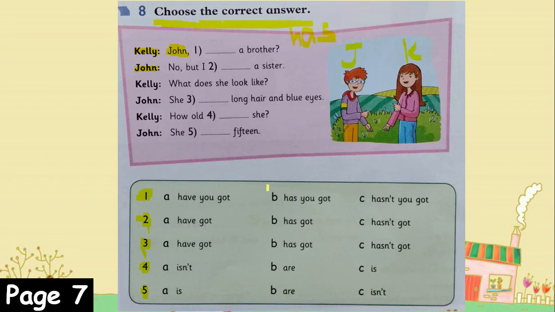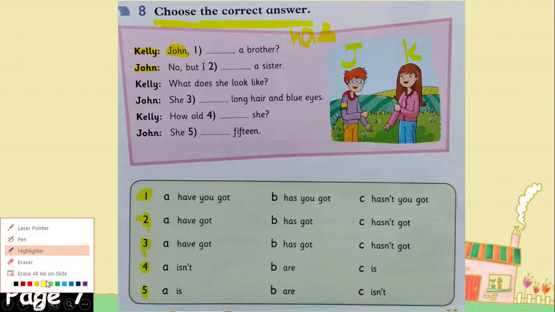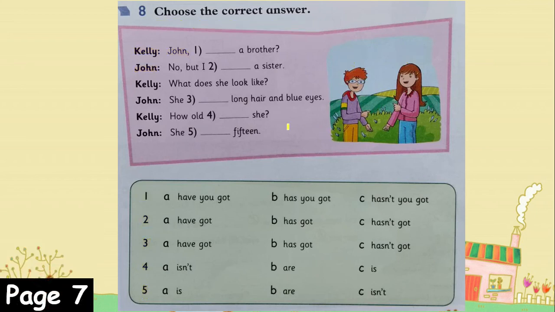I'm sorry. No, have. The answer should be have. I did not see that one. In here, she is asking John, so the word there is you. So have will always be followed by you. So the answer is letter A.